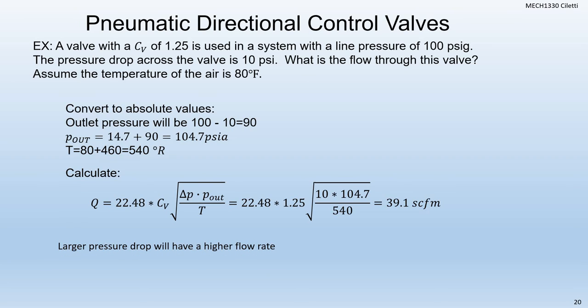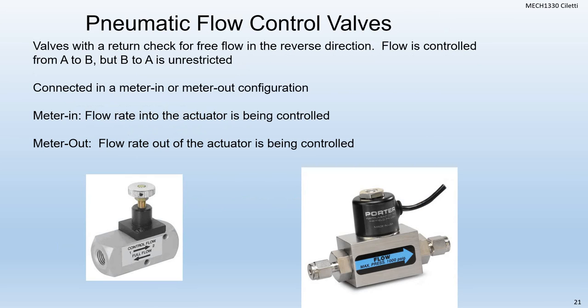So a larger pressure drop will have a higher flow rate. Now, how do we put them to use? Pneumatic flow control valves with a return check allow flow in the reverse direction. Flow will be controlled from A to B, but B to A is unrestricted. Remember, that's a check valve, so we're only allowing flow in one direction for that.